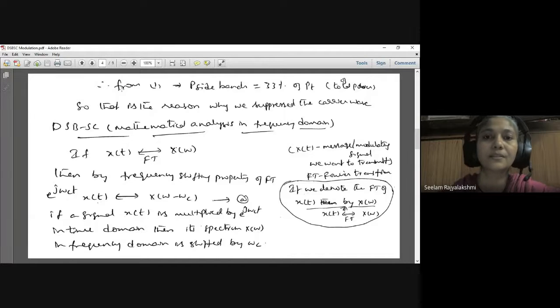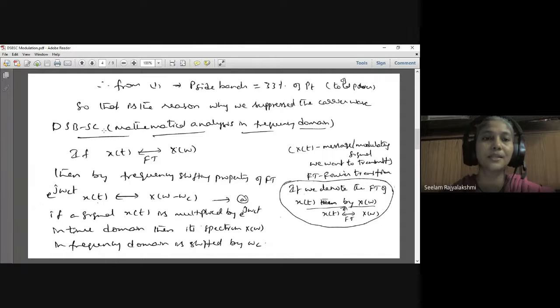So power carried by the side bands is almost 33% of the total power. So that is the reason why we suppress the carrier wave. Since we are looking at DSBSC mathematically, the main concept is this: in amplitude modulation, we superpose the message signal and the carrier signal. But here we have to multiply the message signal and the carrier signal.